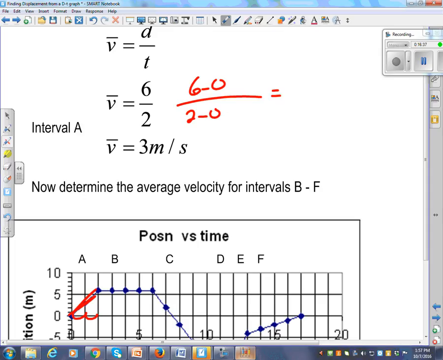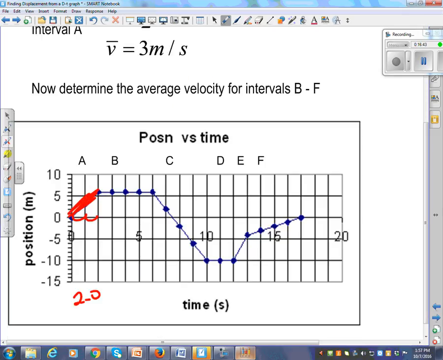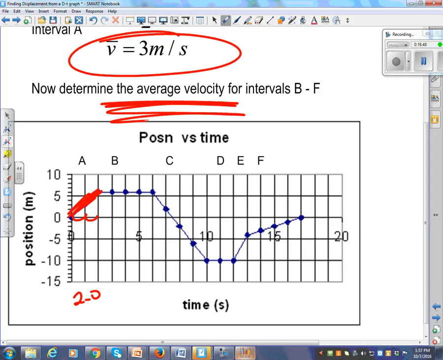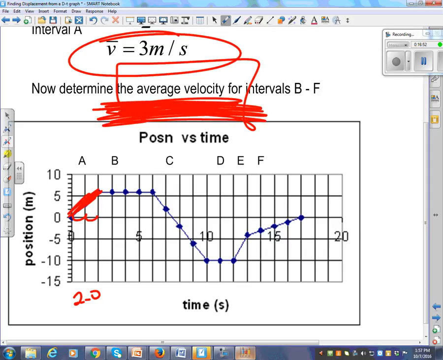You know what this looks a lot like? Slope. We are finding the slope of the line. I say the slope of the line is the average velocity. So how are you going to do these questions on the clickers? You're going to find the slope.